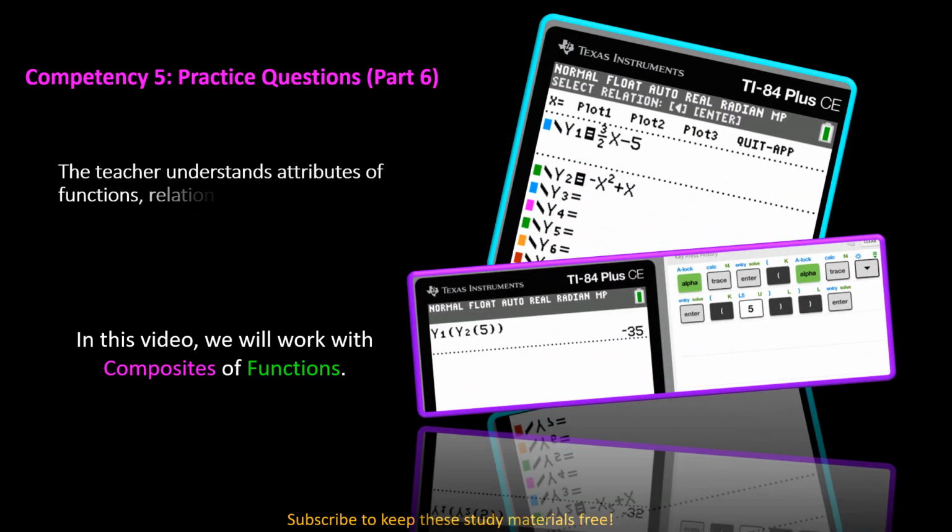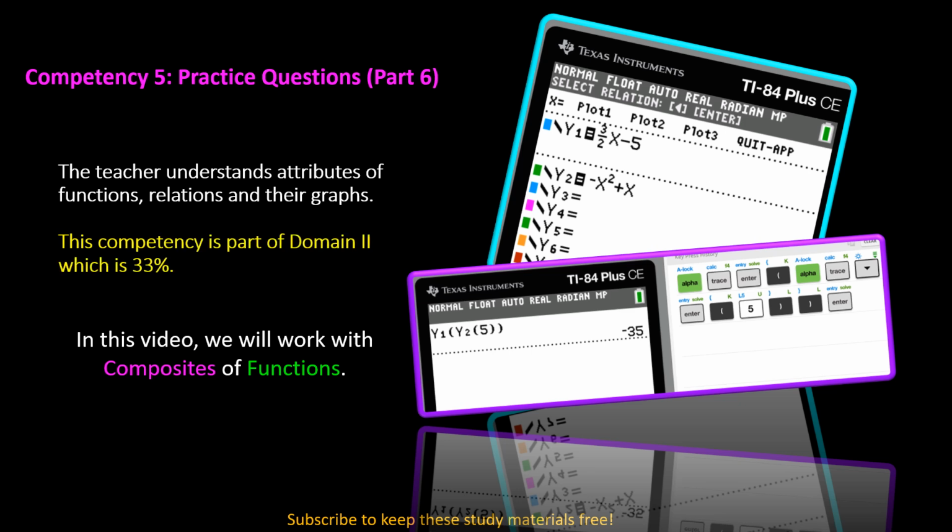Welcome to part 6 of Competency 5. In this video, we will work with composites of functions, or compositions of functions.